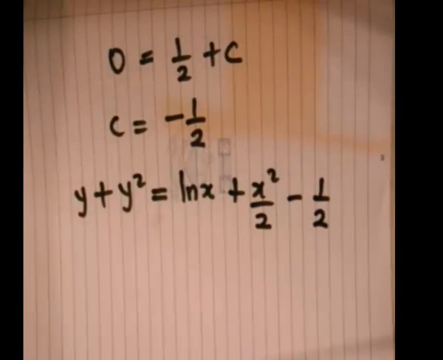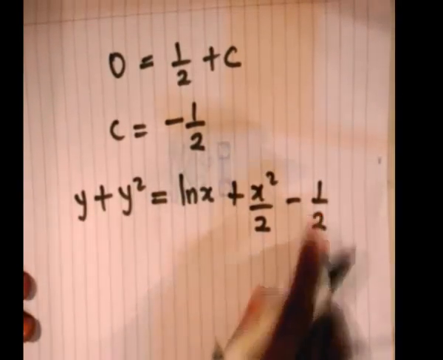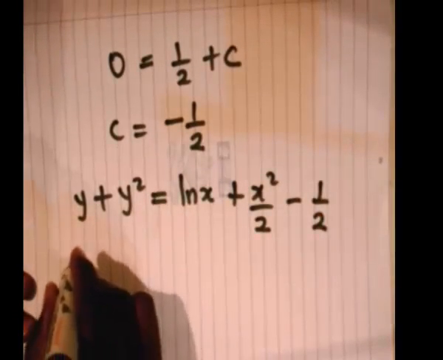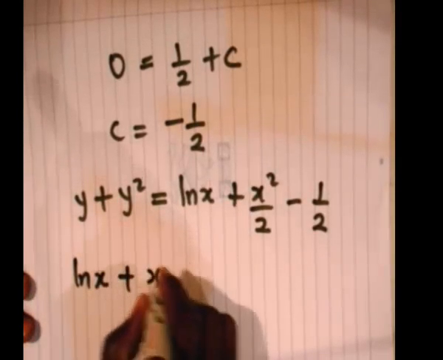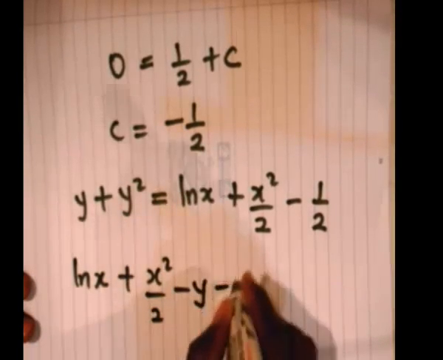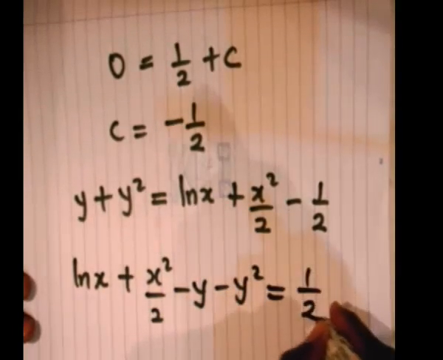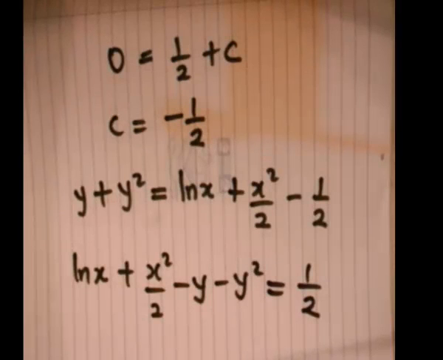Can you see clearly here we cannot make y the subject? So it's better to make c the subject. If you cannot make y the subject, then let's make the constant the subject. But this is the solution already. So making this the subject, we have ln x plus x squared on 2 minus y minus y squared equals 1 over 2. It's like the most basic level you can put this. So this is the particular solution for the ordinary differential equation of the first order that was given to us. Hope this is well understood.